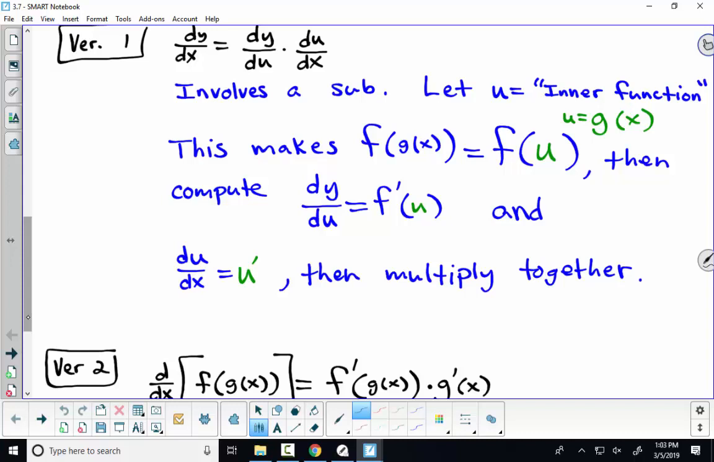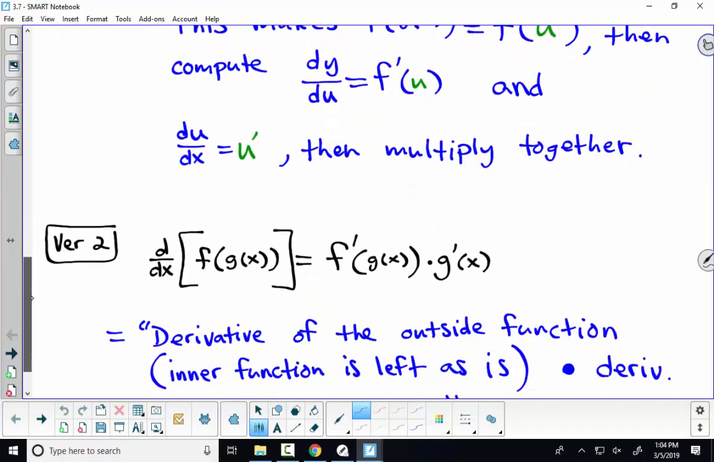That version involves us making a substitution where u is the inner function. And then we compute the derivative of u, and then we compute the derivative of f of u as a variable of u. Once we make that substitution, all of our x's in that function turn into u's. So we just take the derivative of that function with respect to u, and then with our substitution, u equals, like, 2x, for instance, we take the derivative of that with respect to x, and then we multiply those two results together.